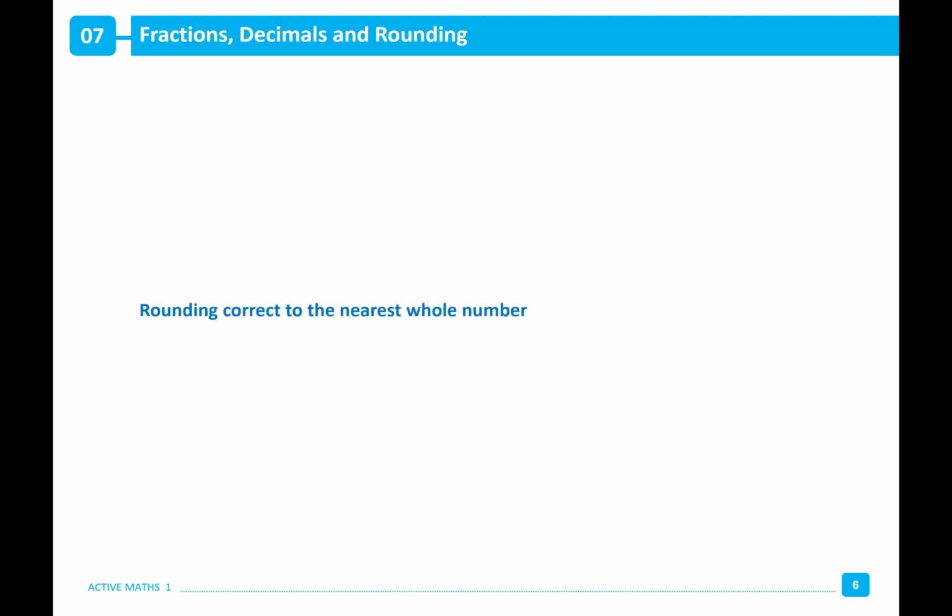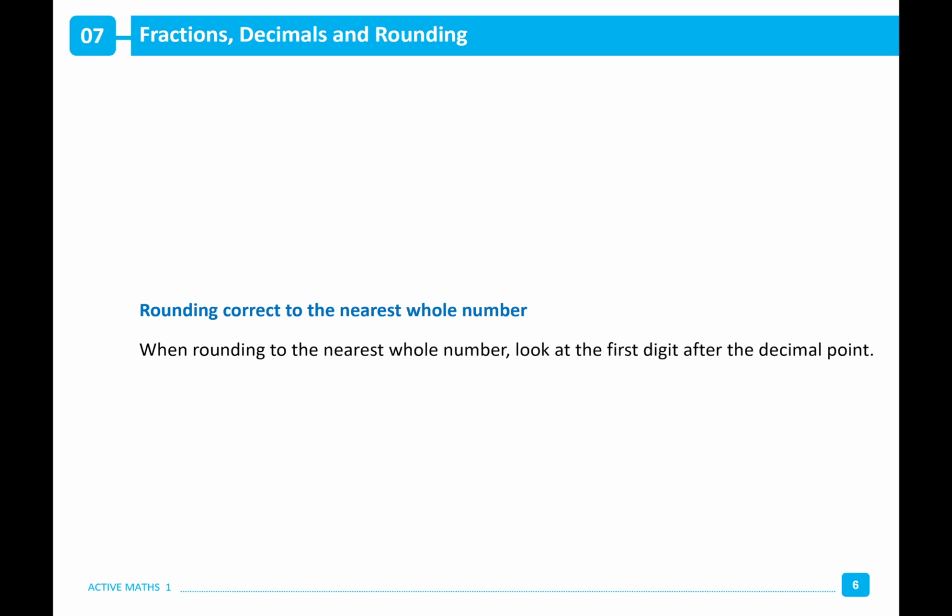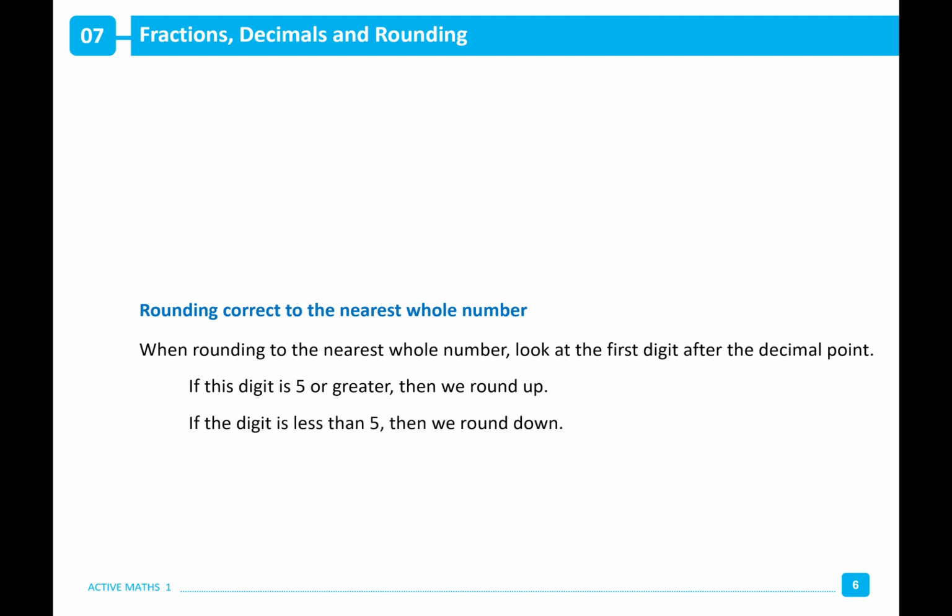Let's look at how we can round to the nearest whole number. When rounding to the nearest whole number, we look at the digit after the decimal point. If the digit is 5 or greater, then we round up. If the digit is less than 5, then we round down. Let's look at an example.